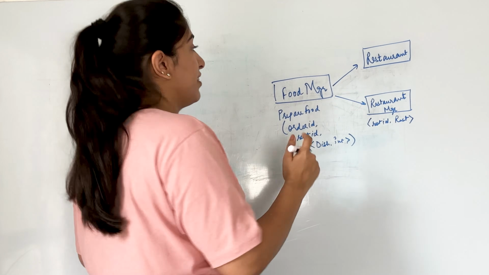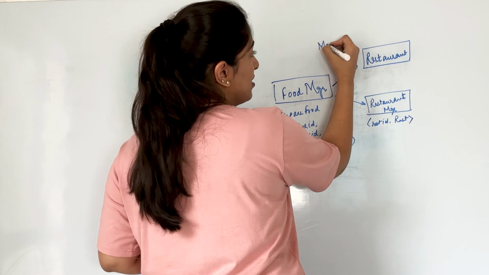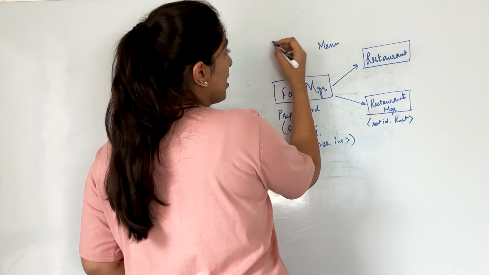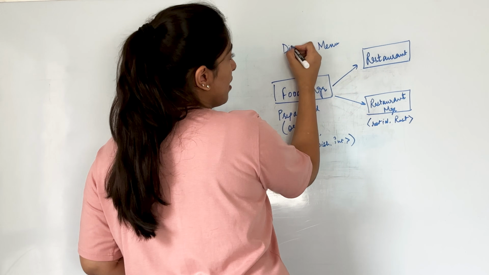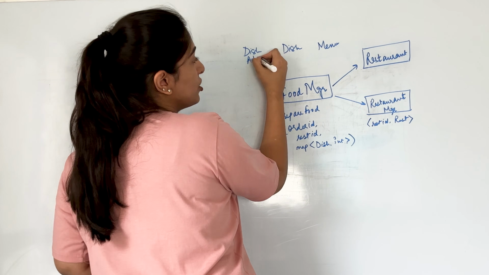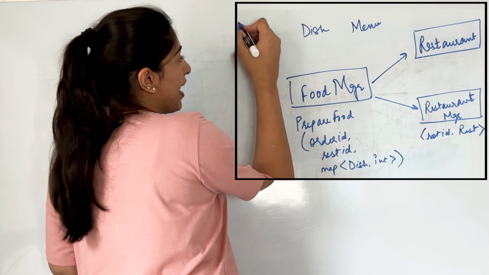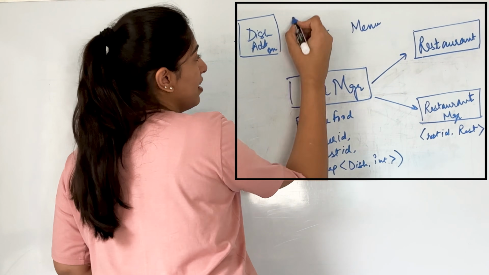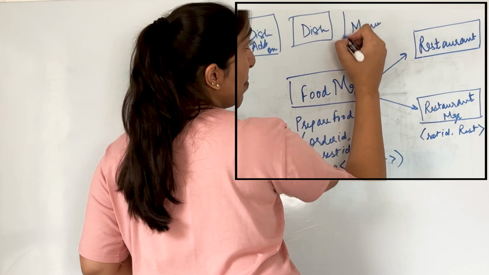So let me just write that down. Within restaurant, there is going to be a menu. Within menu, there is going to be dish. And within dish, there is going to be dish add-on. So again, as I said, dish add-on cannot be ordered separately, while dish can be ordered separately.